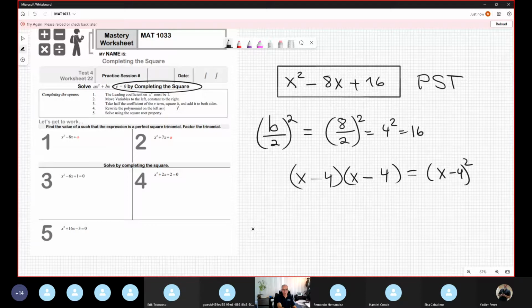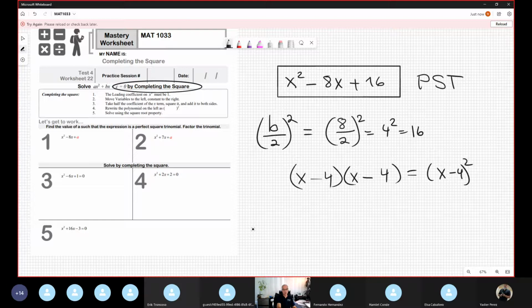Do you understand or not? That's easy. You take b divided by 2. What is b? b is the linear term. In the quadratic equation, you have quadratic, linear, and constant. You take the coefficient of the linear part, which is 8, divide by 2 and square. Boom.